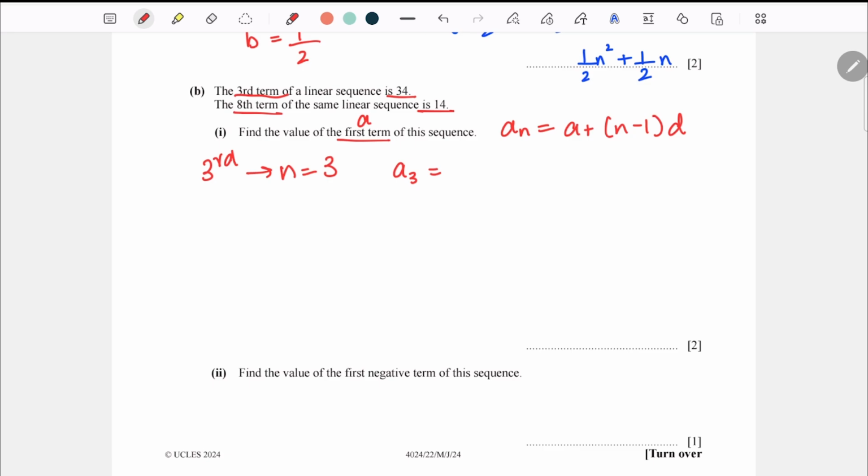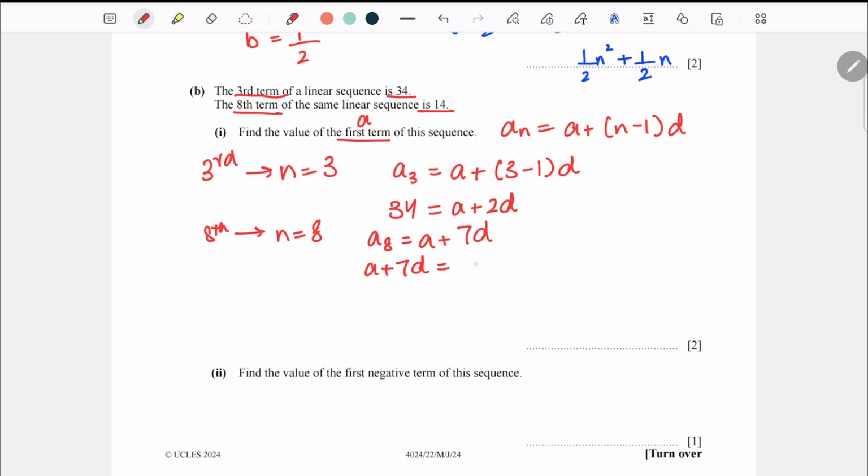So a3 is equal to a plus (3 minus 1)d, and this is equal to a plus 2d, and this is equal to 34, which is given to us in the question. Now for the 8th term, n will be equal to 8, so a8 will be equal to a plus 7d, and this is basically equal to 14, which was also given to us in the question. Now I'll use this equation to make a the subject. a is equal to 34 minus 2d, which will be our first equation, and this will be our second equation.